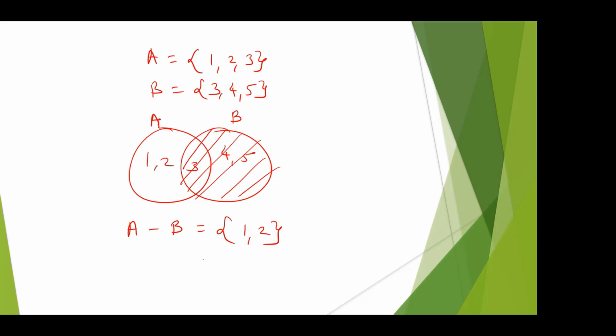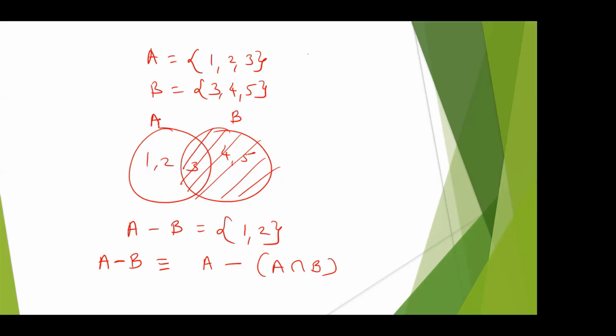So from A, you remove everything which is common to A and B. This is another way of saying A minus B. A minus B is the same as removing everything which is common to A and B from A. Here from A, we are removing only 3, which was also part of B. We don't care what else B has. As long as it is part of A, we have to remove it. So this is called set difference.